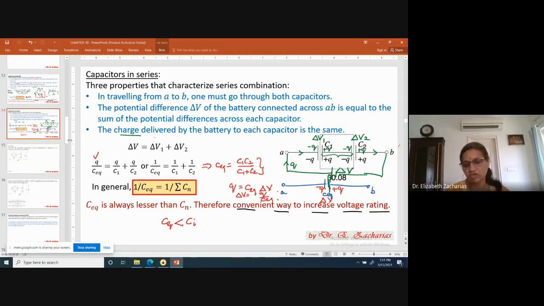Your battery has 10 volts. Then how will you charge the capacitor? Anyone? If you directly connect it, the capacitor is burnt. So what will you do? Did you get my question? Anyone? I have a battery. The battery can give 10 volts, but my capacitor can withstand only 4 volts. That's the rating. Then what do I do?